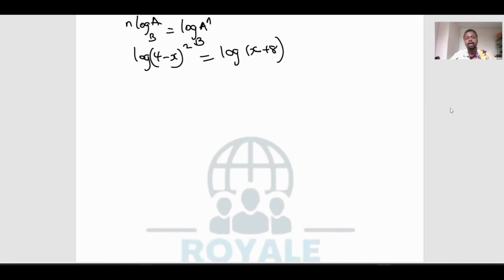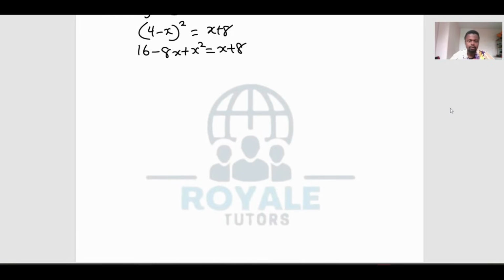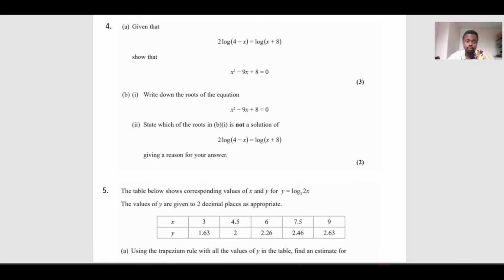So the same way, if you have two logarithmic functions equal to themselves, they have the same base, you can equate what you have in front of the logarithm. So you have 4 minus x all squared equal to x plus 8. If you expand this one, it becomes 16 minus 8x plus x squared equals x plus 8. If I bring everything on the right side back to the left, you have x squared minus 9x plus 8 equal to 0. So let's see, is that what they want us to get? Yeah, that is it. So we have our 3 marks.